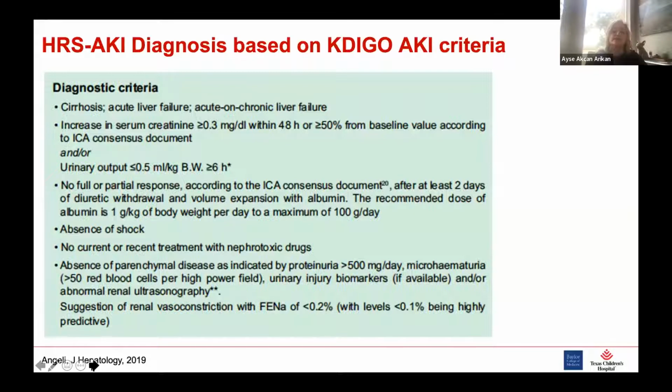But then there is the other differential diagnosis that needs to come into play, where the diagnosis of exclusion part happens. We need to make sure there is no shock, there is no nephrotoxic drug exposure, there is no parenchymal disease indicated by proteinuria, hematuria, if available, urinary injury biomarkers, which I'm going to show you some adult data on, or an abnormal kidney ultrasound, and a very, very low fraction of excreted sodium, not the less than 1% that we typically teach for hypovolemic state, but less than 0.2%, even 0.1%.